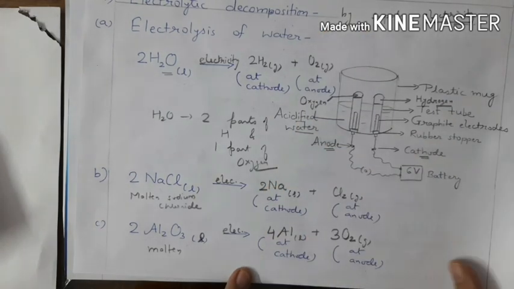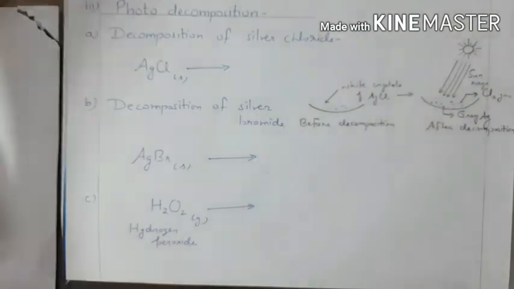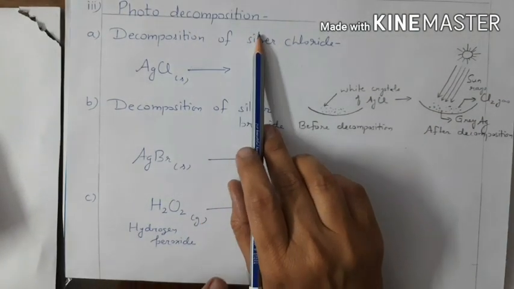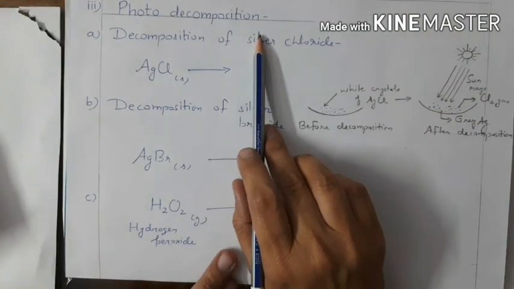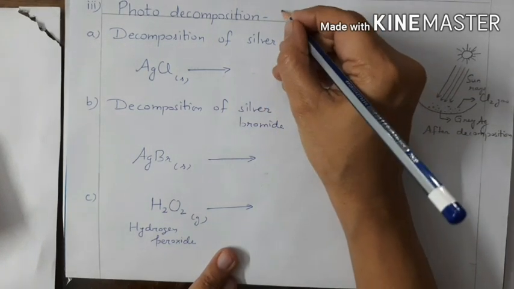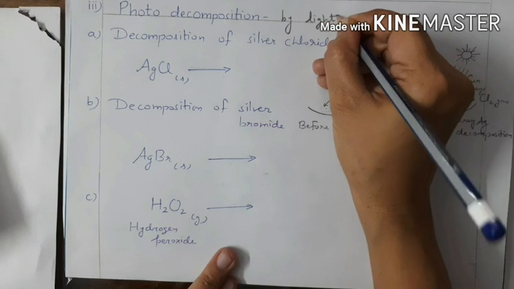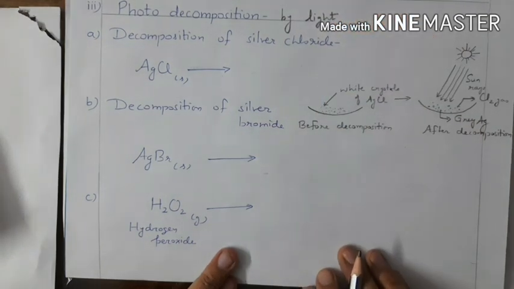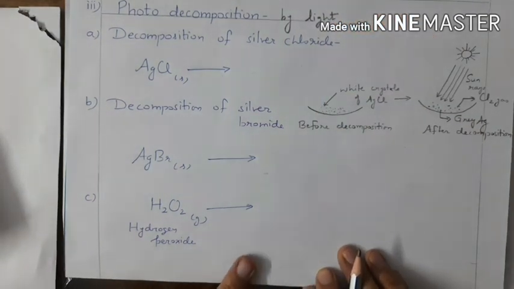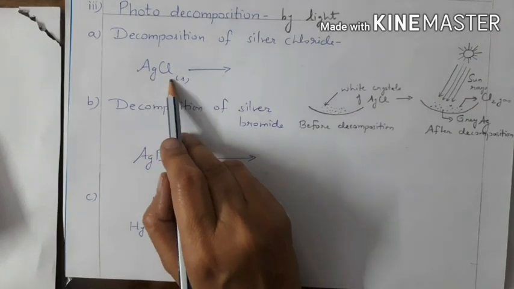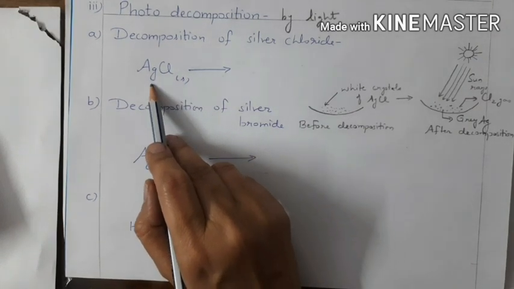The next one is photodecomposition. Photodecomposition is a decomposition which is carried out by supplying energy in the form of light. Let us take the first example, that is of silver chloride, decomposition of silver chloride.